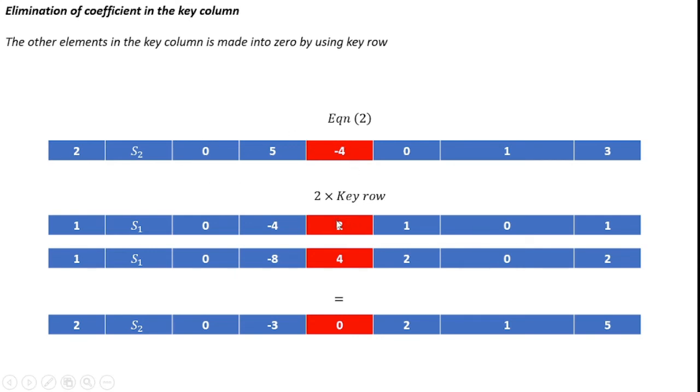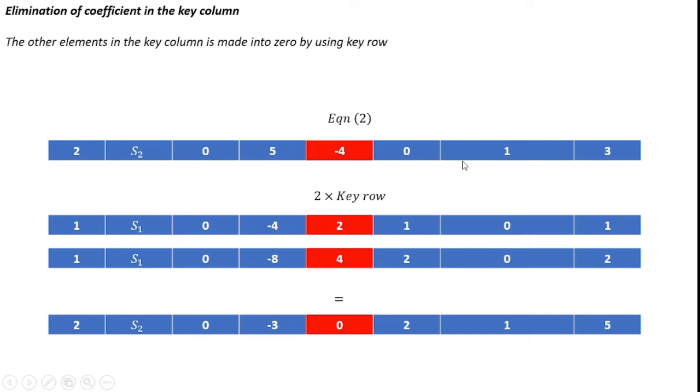In the key row there is 2 available. If I multiply the key row value into 2, I can get 4. From this, minus 4 plus 4, I can get 0. From this I can convert the other key element, that is minus 4, into 0. What about the other elements that are available with equation 2?